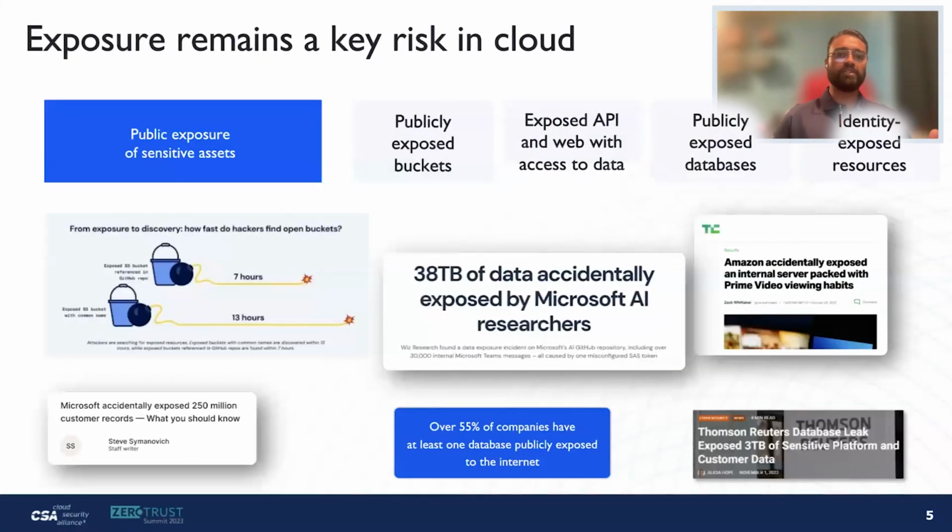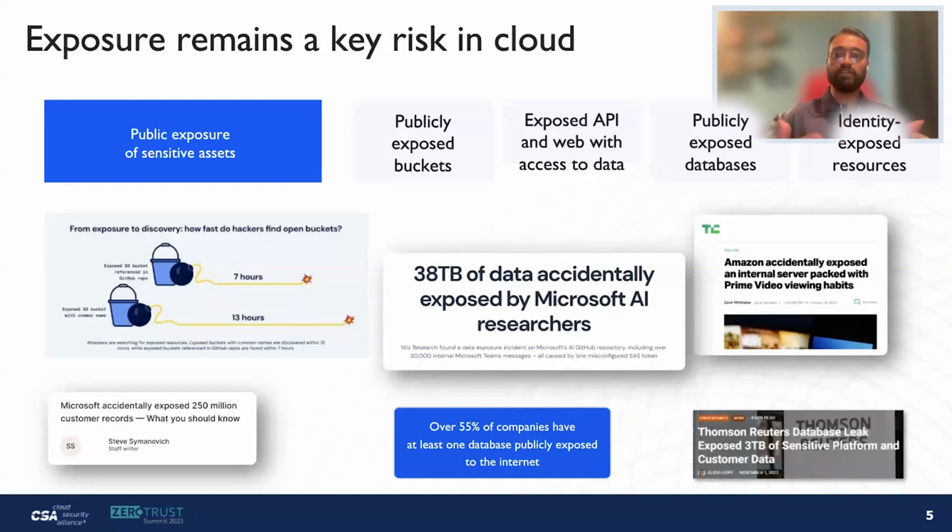Now, exposure, as always, has remained a key risk in the cloud, but now it's two-pronged. There's the public exposure we're all probably familiar with, but now there's also identity exposure. Here on the screen, we see a couple examples of notable recent data leaks. And it just goes to show that it doesn't matter if you're the largest organization in the world down to the smallest, it's easy to leak data.